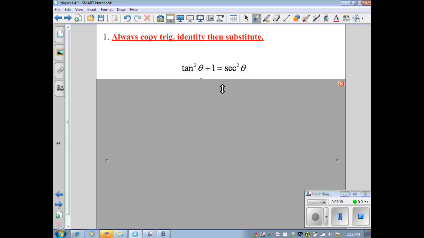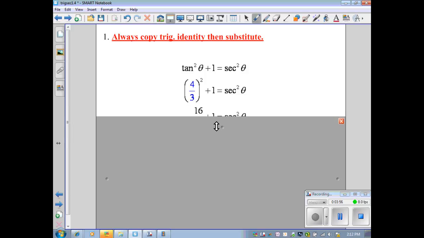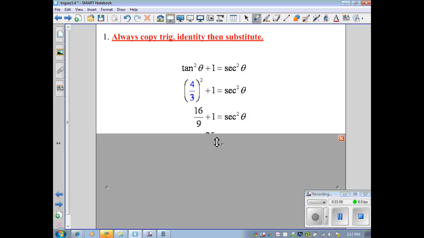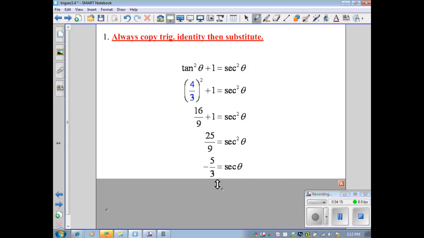So let's just substitute in and try to simplify this problem. When we substitute in for tangent theta, we're going to get 4/3 squared plus 1 equals secant squared theta. Continuing, we square 4/3 and we get 16/9 plus 1 equals secant squared theta. Find the sum: 16 over 9 plus 1, or 9 over 9, is going to give us 25/9. Take the square root, and that's going to be 5/3.